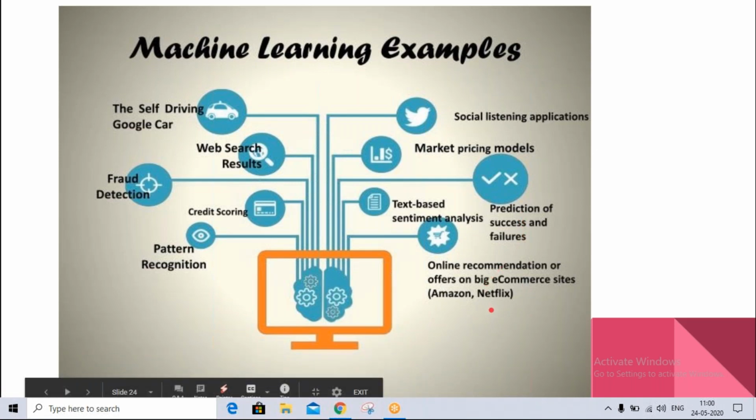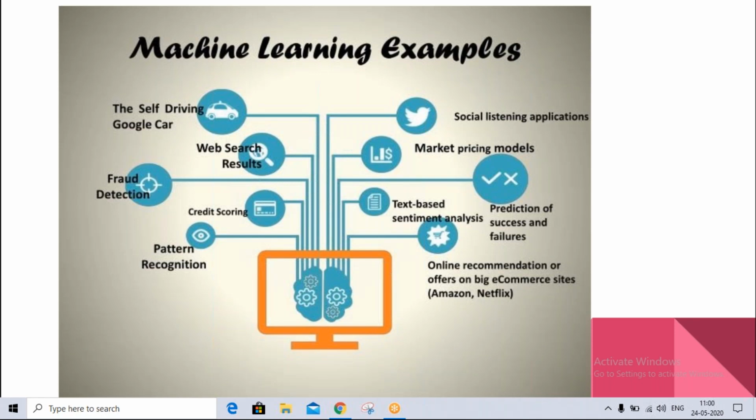And then online recommendation for big e-commerce sites like Amazon and Netflix. When we go to Amazon or Netflix, we get lots and lots of recommendations. So how is that possible? Sometimes you might have noticed this: you went to a store thinking of buying something, or you are talking to your friend, or searching on a web browser for some mobile, some book, or any other thing. When we go to Amazon, we get the same recommendations, asking are you looking for this, are you buying this? And when we buy a mobile, it recommends that you should also buy a cover for this mobile.